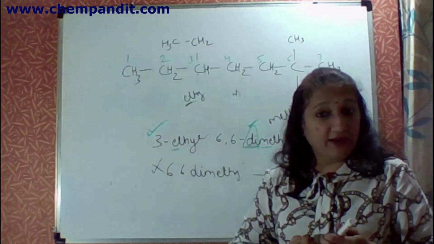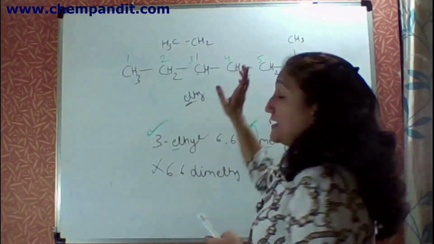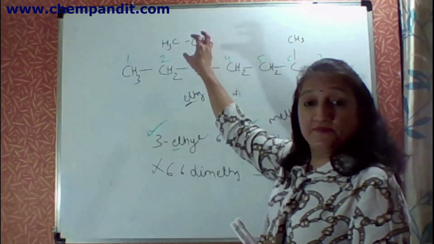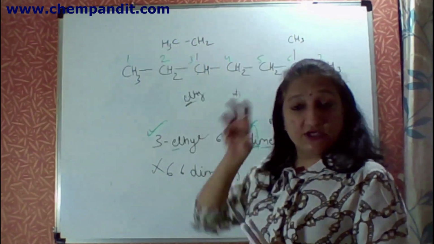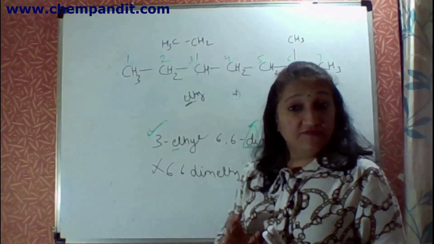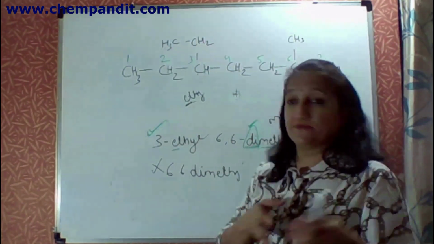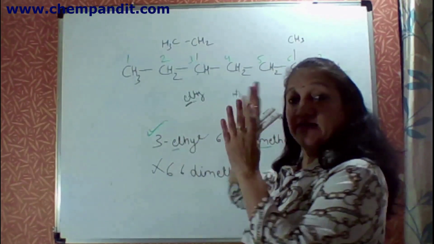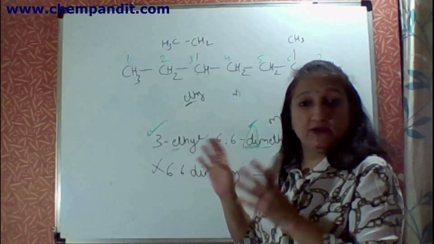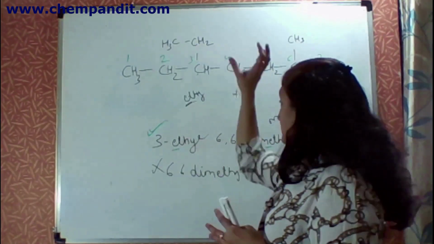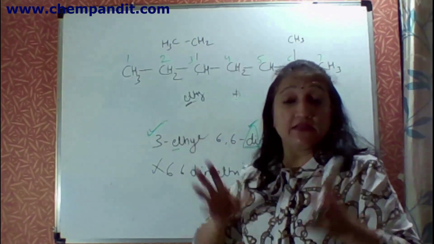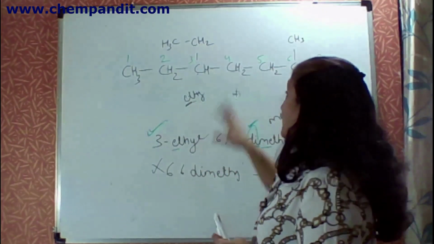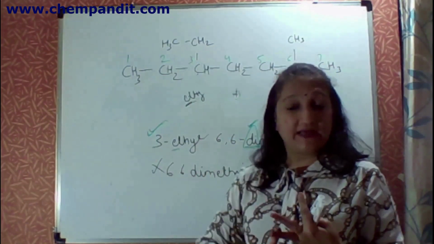So now you got the point. If two different groups are present, always the carbon atom with the substituent group which alphabetically comes first, that carbon should get the lowest number. And that is why I have again taken an example and explained everything so that the picture is very clear in your mind. Clear?